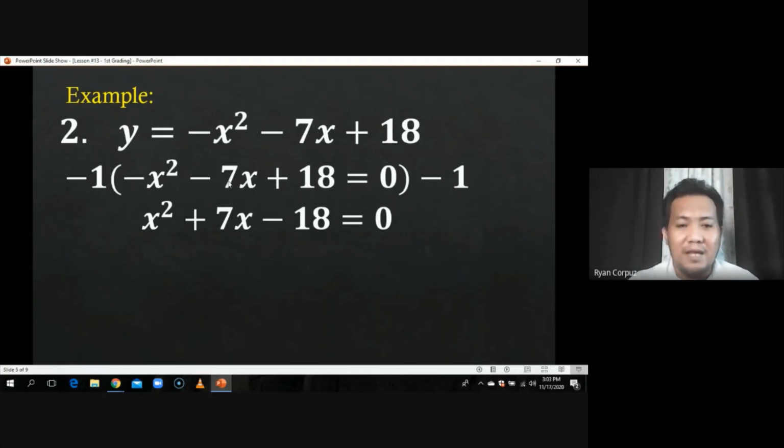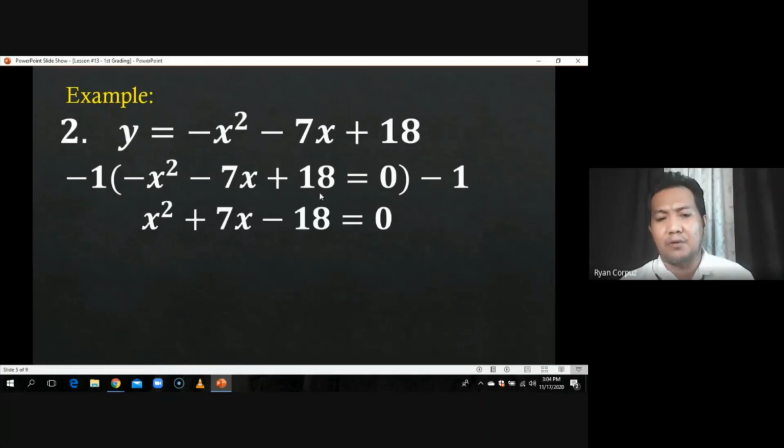It's easier if your a is positive, so we come up now with this quadratic equation, and we are now again going to solve it using any method. Let's solve it again by factoring, because that trinomial on the left side can be factored. So let's find out the factors of 18 here that when added, the sum is 7.